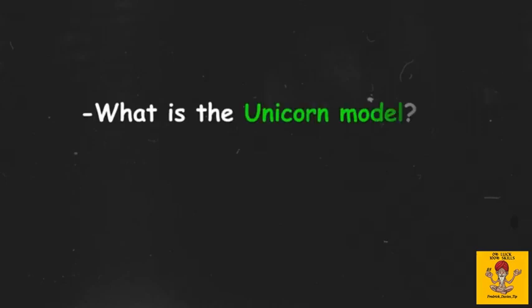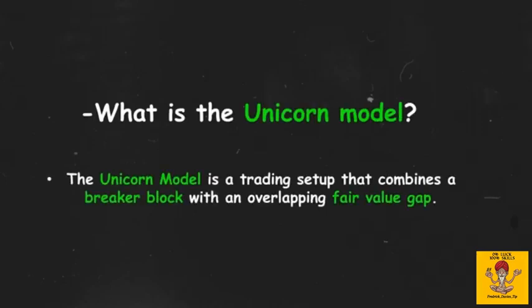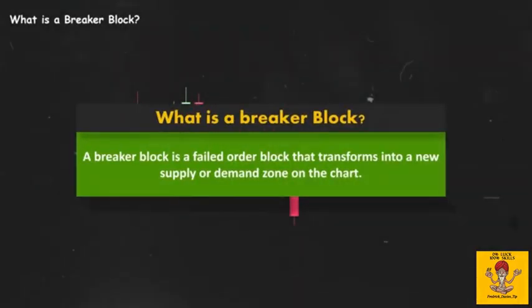So, what is the Unicon model? The Unicon model is a trading setup that combines a breaker block with an overlapping fair value gap. Before we dive into the details of this model, let me briefly explain these two concepts. A breaker block is a failed order block that transforms into a new supply or demand zone on the chart.